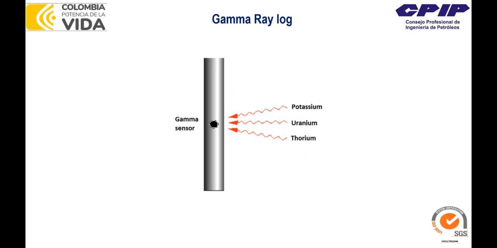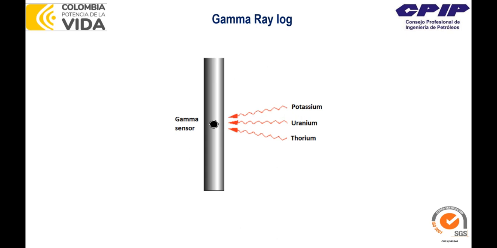Gamma ray is also useful when you have it at the bit. At the bit, gamma ray is a very popular measurement in the rotary steerable system, right? Almost every MWD tool right now has a gamma ray sensor inside.